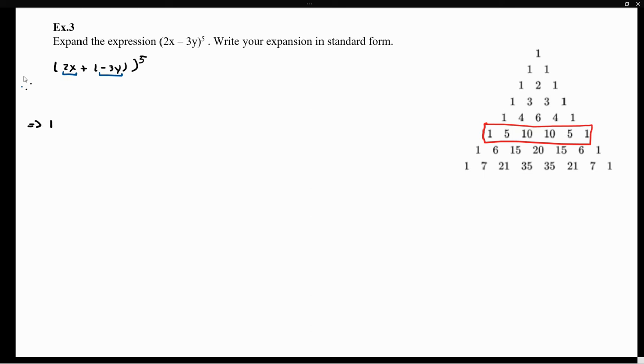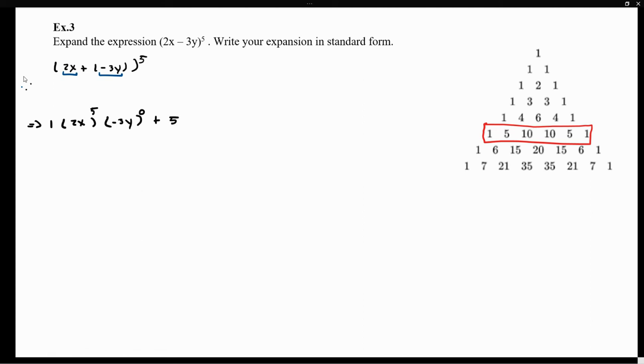My first value is 1, and I'm going to open two parentheses. The first one is going to be the whole expression 2x, and the second one is going to be minus 3y. The first expression starts with the highest, so this is to the fifth, and the second expression goes with the lowest, so it is 0. So that's my first term. Let's move on to the next one.